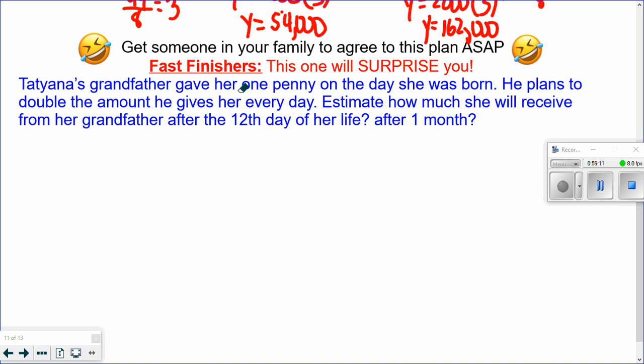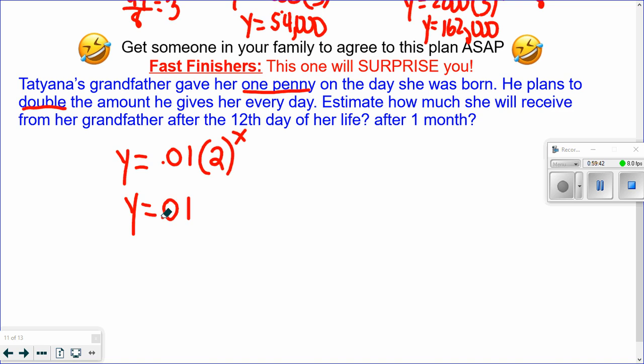Tatiana's grandfather gave her 1 penny. This is the initial value. When you write 1 penny, the initial value is 0.01. That's 1 penny. So we're going to put that in that format. And then see, he plans to double the amount given her every day. 2 to the x, and x is the amount of days. So estimate how much she will receive from her grandfather after the 12th day.